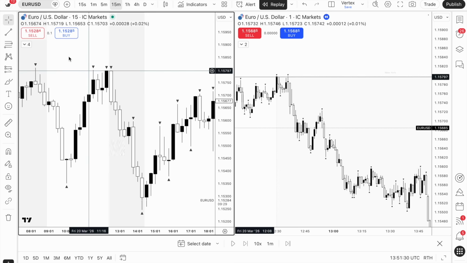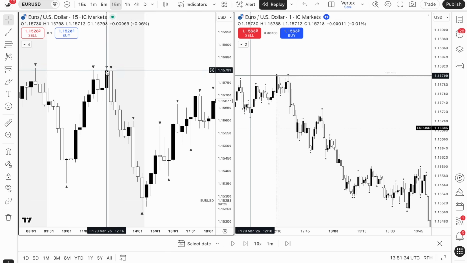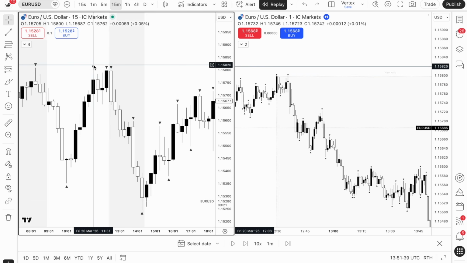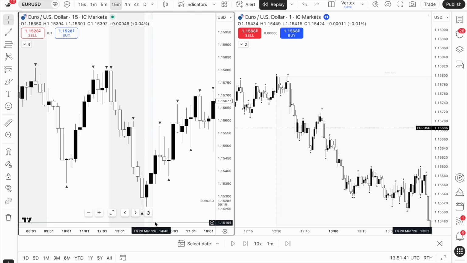So what actually happened at the time of the session is that we had a sweep of this high here from this candle. In this case we had a little wick here, but I don't know where it's gone at this point. But the bias was to go short in this case.